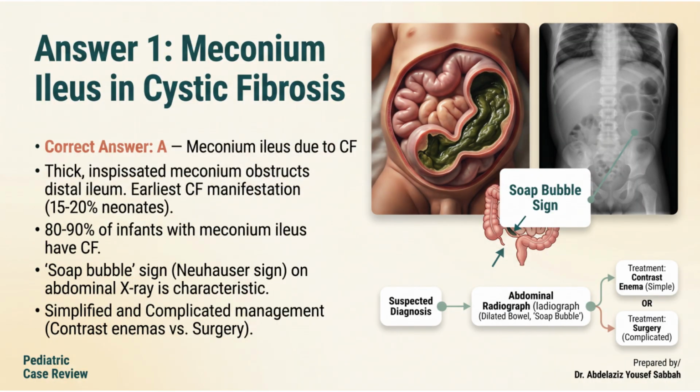The correct answer is option A, meconium ileus due to cystic fibrosis. In this condition, thick, inspissated meconium obstructs the distal ileum. It is the earliest manifestation of cystic fibrosis, occurring in roughly 15 to 20% of affected neonates. The relationship is striking. About 80 to 90% of all infants who present with meconium ileus turn out to have cystic fibrosis. The soap bubble sign, also called the Neuhauser sign on the abdominal X-ray, is characteristic. Management depends on severity. Simple cases may resolve with a contrast enema, while complicated cases require surgery.